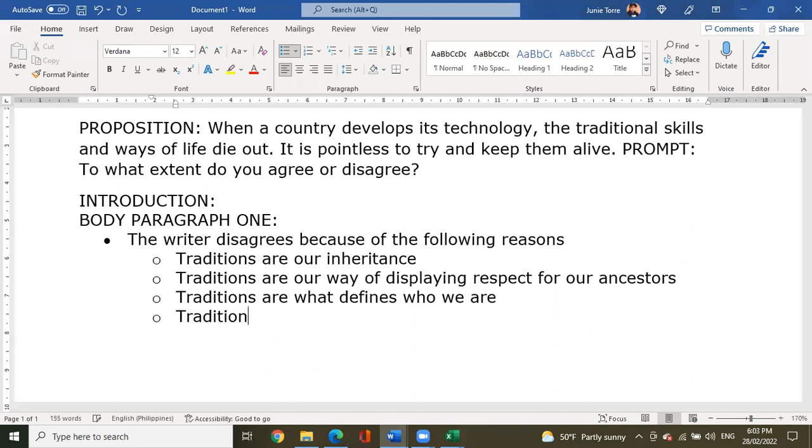And traditions, what else? Traditions are important tourism revenue generators, right? And traditions. Ang gaganda, no? These are really nice arguments. Very persuasive. And the bullets are correct, right? Yeah, ang dami na yun.